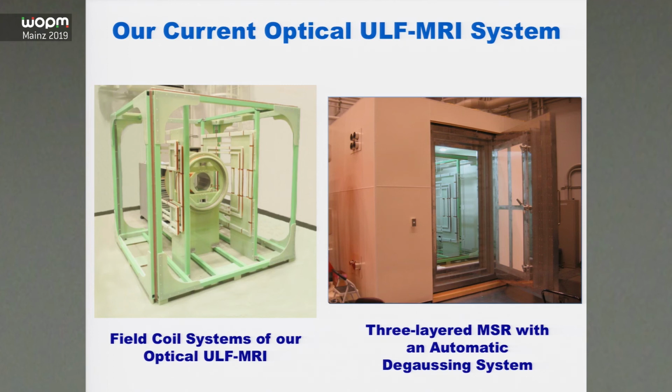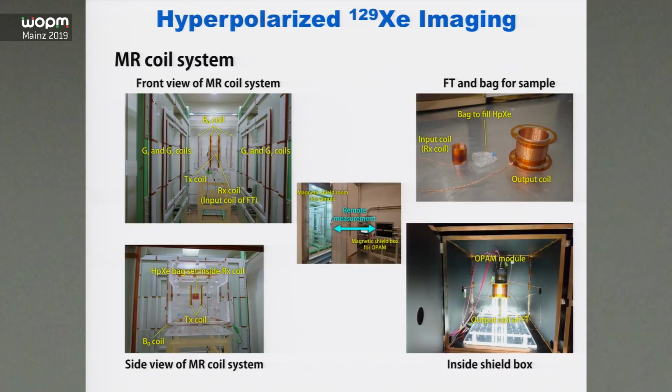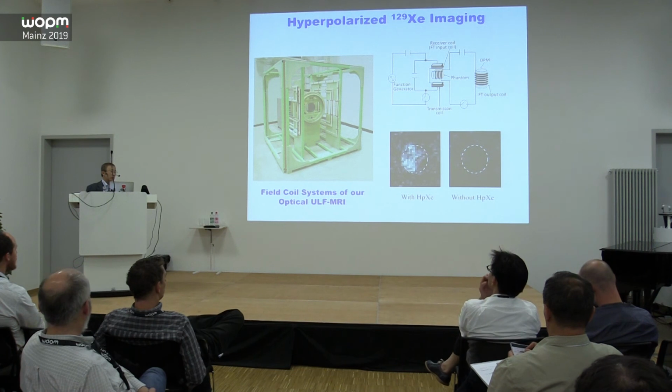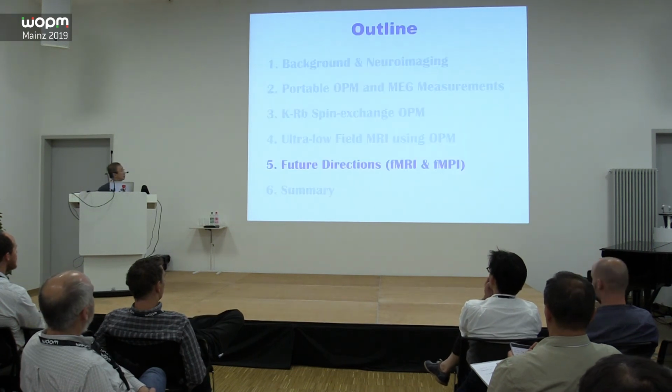And then we fabricated a new, a little bit bigger ultra-low field MRI system, and we tried to measure hyperpolarized xenon using this ultra-low field MRI system, and we could successfully obtain the hyperpolarized xenon image without a prepolarization field.